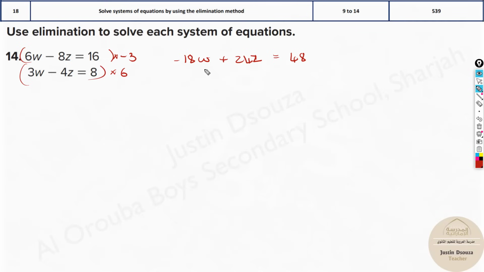Now, what about this term? It'll be my positive 18w, and we will have over here 6 fours are 24, so it is plus 24z equals 8 6s are 48. Now let's solve this up. Let's add them up. And over here, I forgot to write the sign. See, I messed it up. It's minus 18 plus 24 and minus 48.